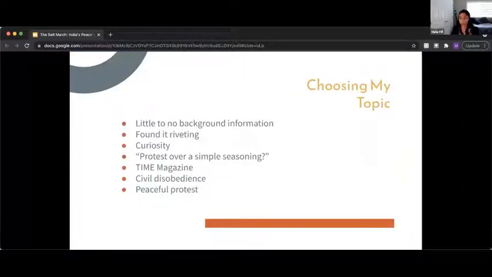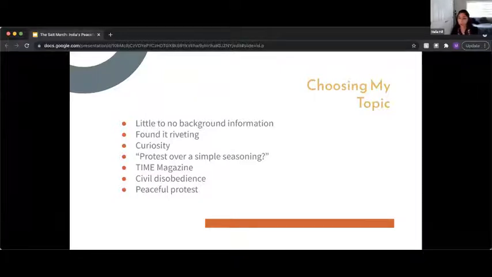So in choosing my topic, I chose it because I didn't know much about it prior to my research. I was curious about the motives behind a protest for salt and why it was named by Time magazine as one of the most influential protests in an article. So a lot of the reason behind my choosing my topic was curiosity. And thanks to my research, I learned all about the Salt March.